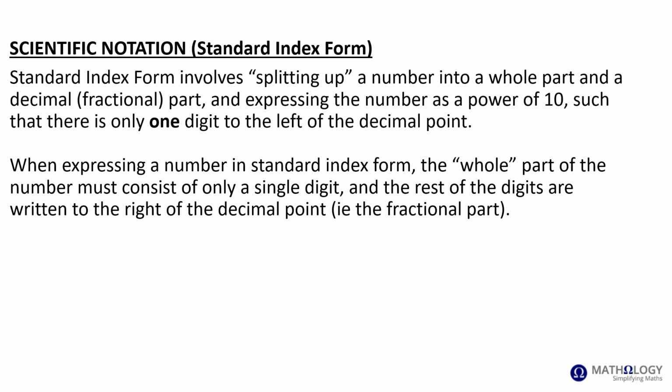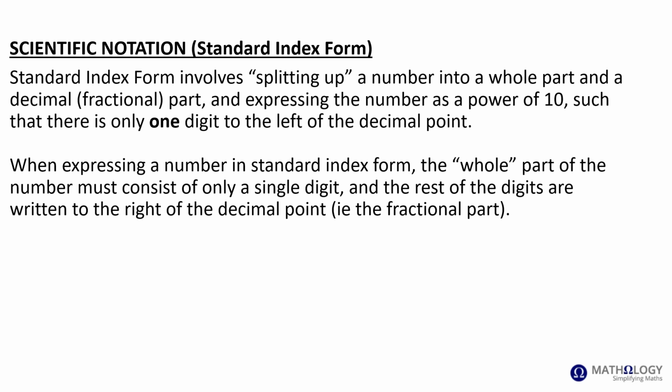Standard index form involves splitting up a number into a whole part and a decimal part, and expressing the number as a power of 10, such that there is only one digit to the left of the decimal point. When expressing a number in standard index form, the whole part of the number must consist of only a single digit, and the rest of the digits are written to the right of the decimal point.